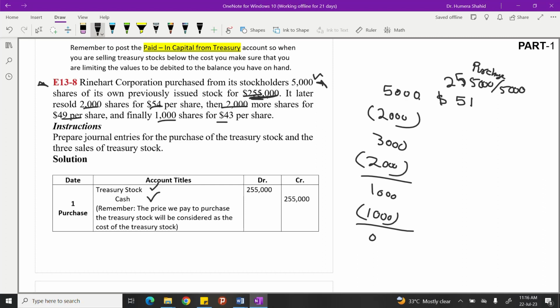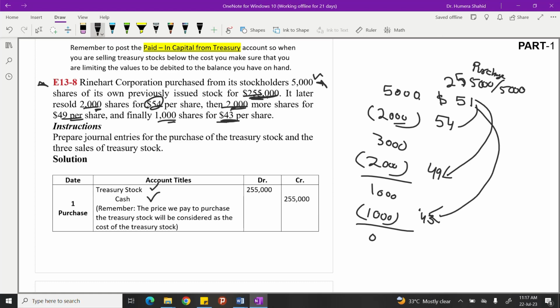When you reissued these 2,000 shares, you reissued them at 54 per share. So this is an above cost sale, right? Then again you sold 2,000 shares and charged 49 per share. This is below cost because cost was 51 per share. Then again you reissued 1,000 shares for 43 per share. Again this is below cost, right?